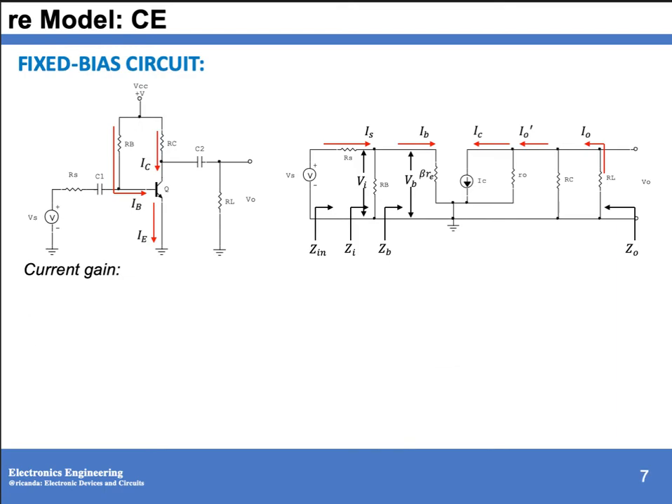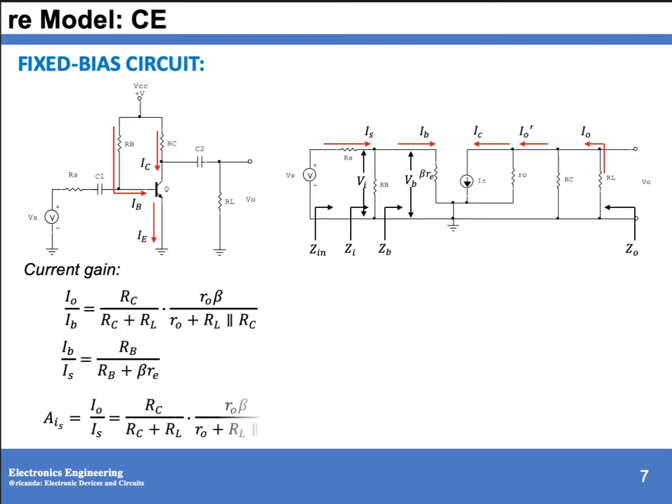So therefore, using the ratio Io over Ib and Ib over Is, your current gain Ai is equal to Rc all over Rc plus RL times ro beta over ro plus RL in parallel with Rc times RB over RB plus beta re.